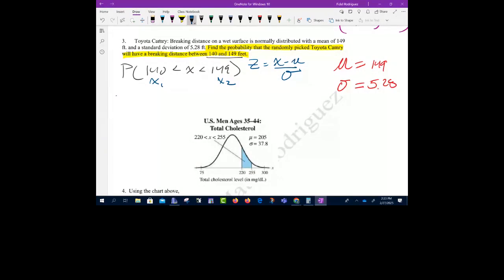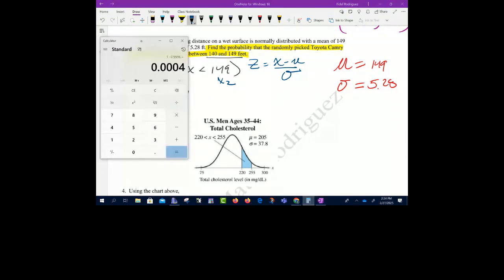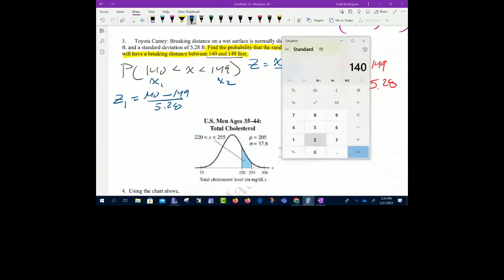So y'all, I'm going to find what I'm calling my first Z-score, and I'm going to take 140 minus 149 divided by 5.28. So let me grab my calculator. 140 minus 149 divided by 5.28. Okay, remember, y'all, we're going to be going to 2 decimal places every time I do my Z-scores, and my answers, or my probabilities, y'all, are always going to be 4. Negative 1.7?